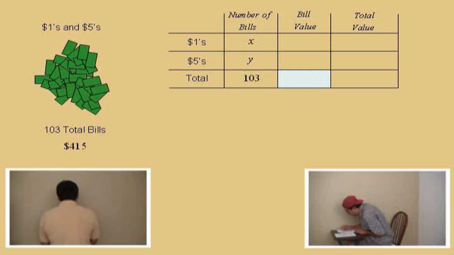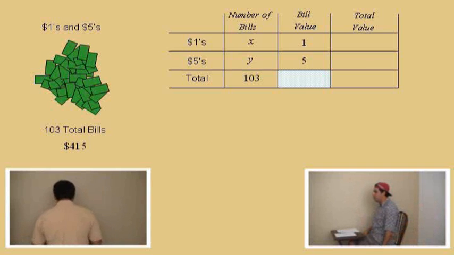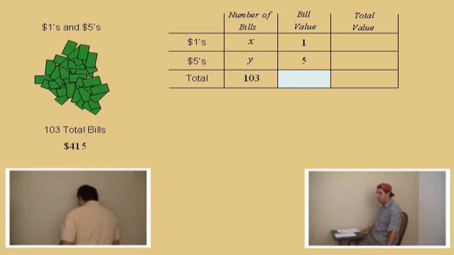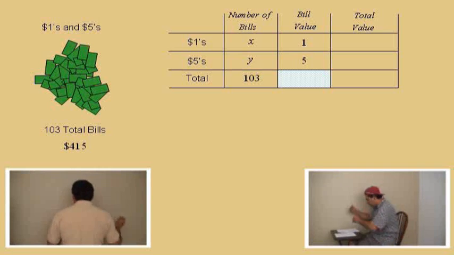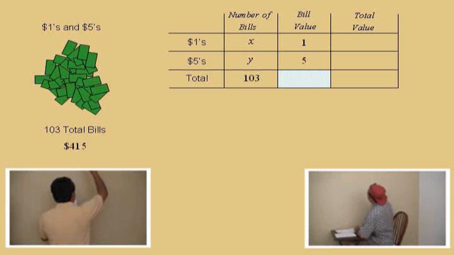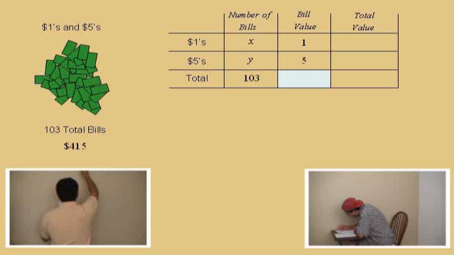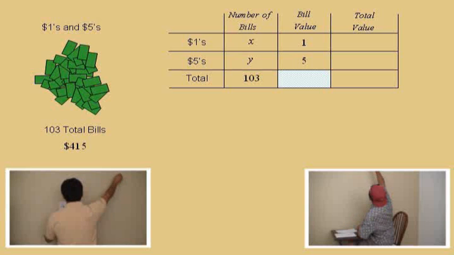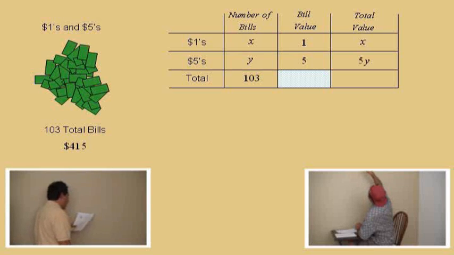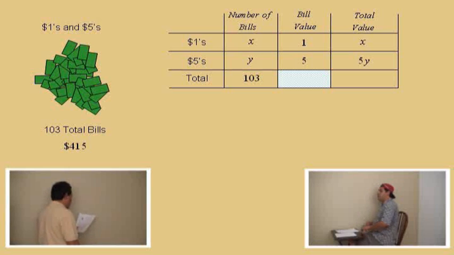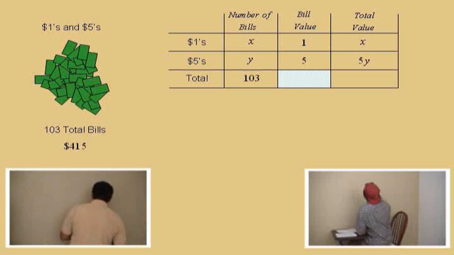Okay, Charlie, what's the bill value for a one? $1, very nice. What's the bill value for a five? $5, very good. Now, just as before, remember our pattern. This times this will give you that. Number of bills times the bill value will give you the total value. So, what's the total value for the ones, Charlie? X. X, and for the fives, what's the total value? 5Y. 5Y, and what's the total value for all the bills altogether?